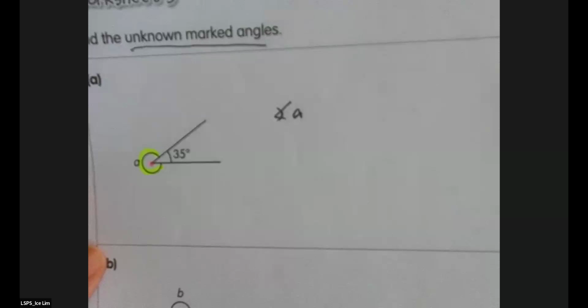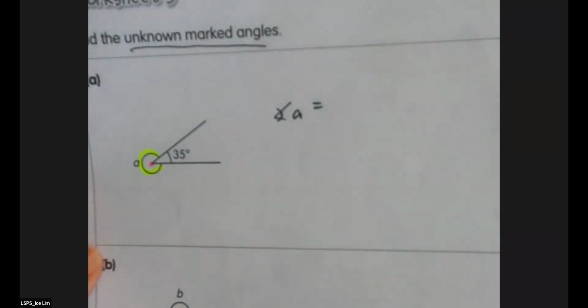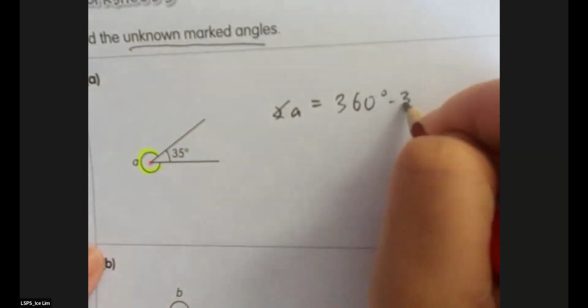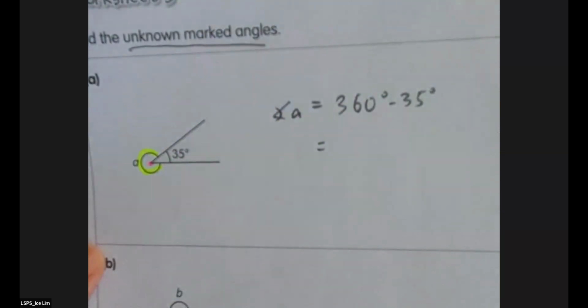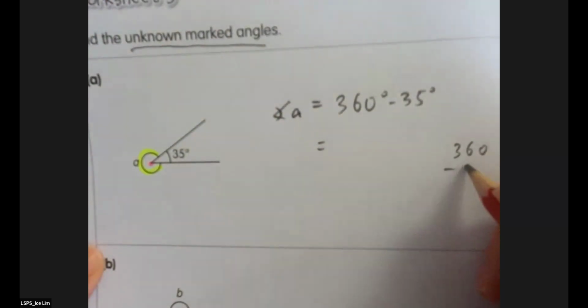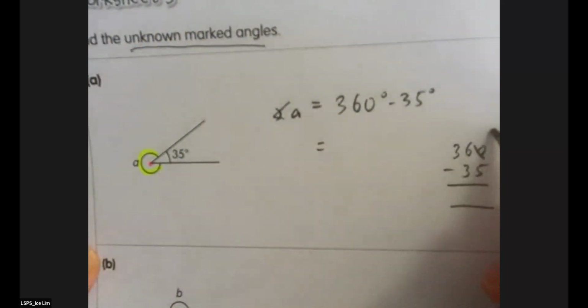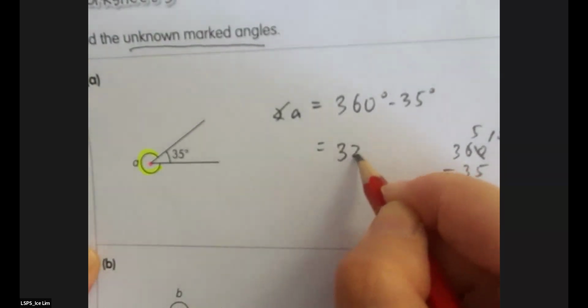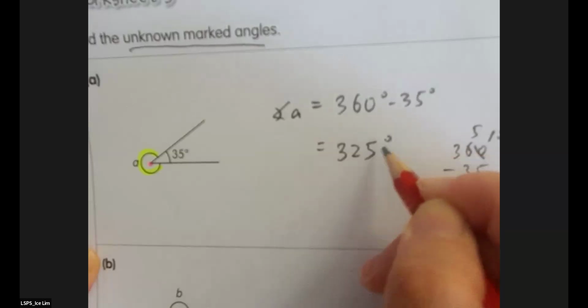This is how I need you to write. Angle A equals 360 minus 35 degrees. Is it difficult or easy? Easy. What is the answer then? Please do workings to be careful. Because it's a 0 that ends it, there's regrouping that's needed. So I strongly urge you to do your working and make sure you remember your units.